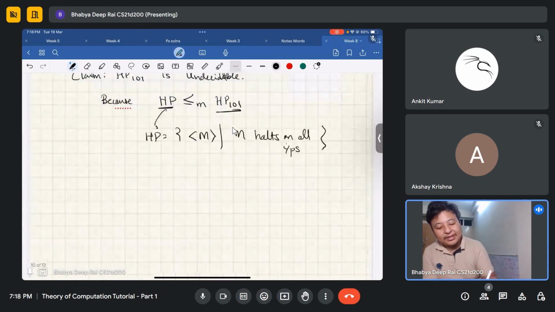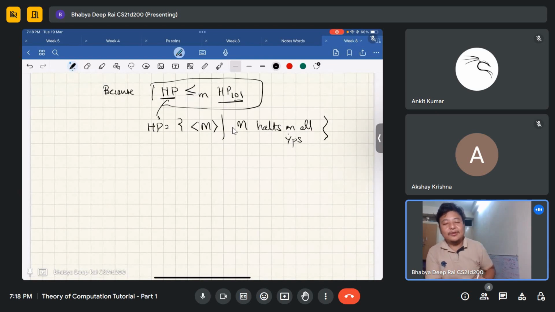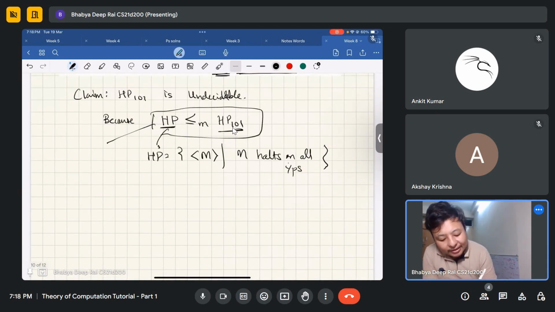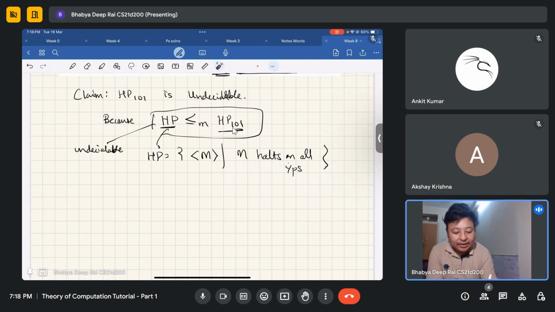So this is my claim: HP many-one reduces to HP101. We know that the halting problem is undecidable. If the halting problem is undecidable, it must be that HP101 is undecidable because HP reduces to it. Because what does reduction mean? Reduction means that if HP101 is decidable, HP would be decidable. But HP is already undecidable, so an undecidable language cannot now be decidable. So HP101 must be undecidable.